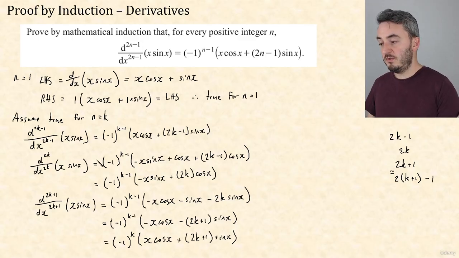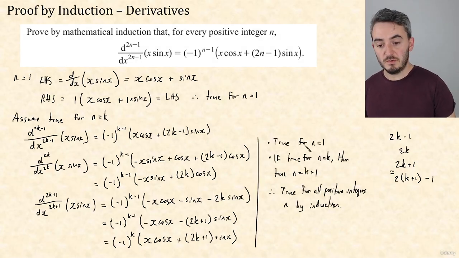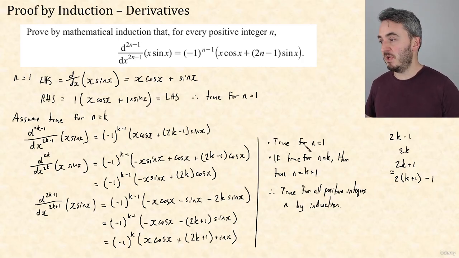So we've shown that if it's true for n equals k, then it's true for n equals k plus 1. And so we conclude true for n equals 1, if true for n equals k, then true for n equals k plus 1. So it's true for all positive integers by induction. Okay, so there we go, proof by induction with derivatives. I'll see you in the next video.